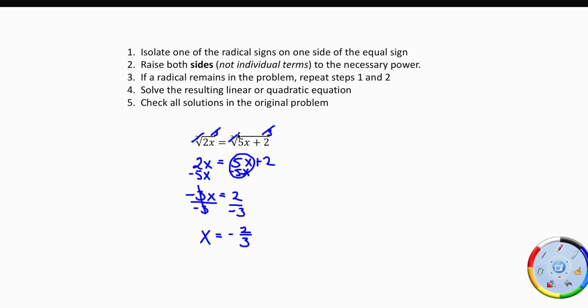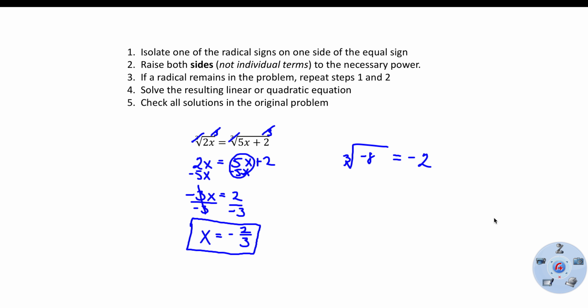Because I had an odd root, an odd index, I don't have to check that answer. Remember, with odd indices, we can take the cube root of -8, right? I don't have a problem with negatives being under our odd radicals. And in addition to that, my answer would be negative. So I don't have the issue there with the negatives and positives that I do with even roots. I must check my answers on even roots, not odd.